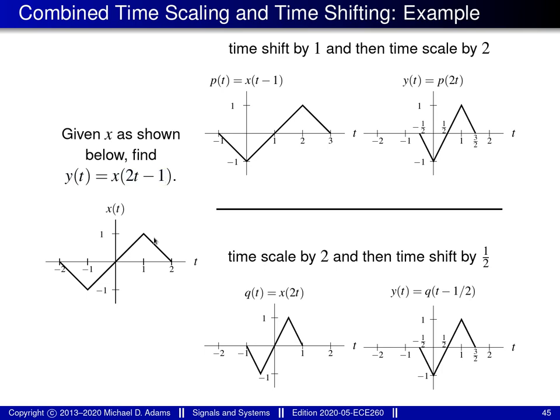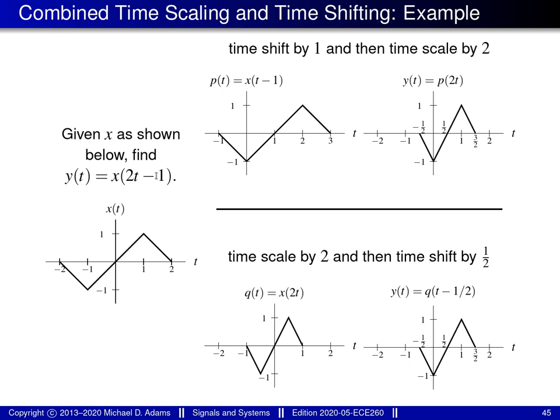And we saw that there were two different ways that we could go about solving this problem. One is we can time shift first and then scale. The other approach is we can time scale first and then shift, as long as we're careful about the amount that we're scaling and shifting by. So I'll do the first of these approaches first. So with the first approach, we're going to first time shift by 1, and then time scale by a factor of 2.